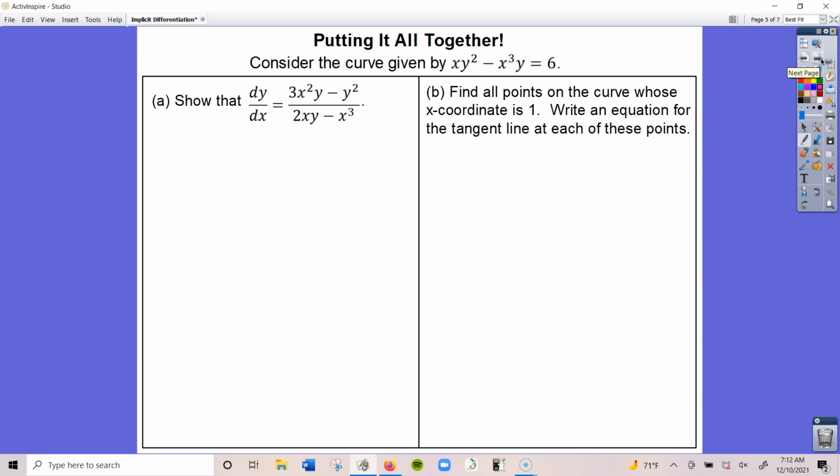Now let's have a look at putting all of this together. Consider the curve given by xy squared minus x to the third y is equal to 6. For part A, we're going to show that dy/dx is equal to 3x squared y minus y squared over 2xy minus x to the third. So here's my answer for the derivative. We're going to make sure that we get that same answer.